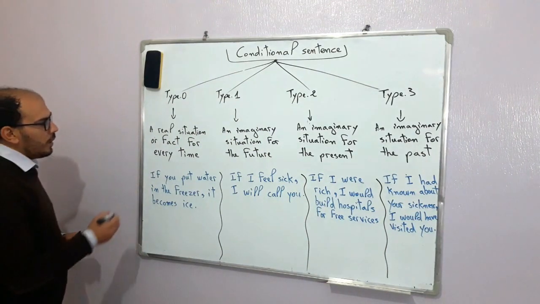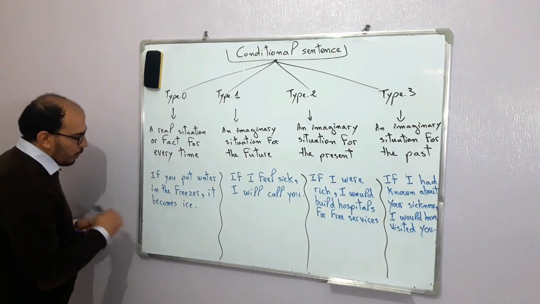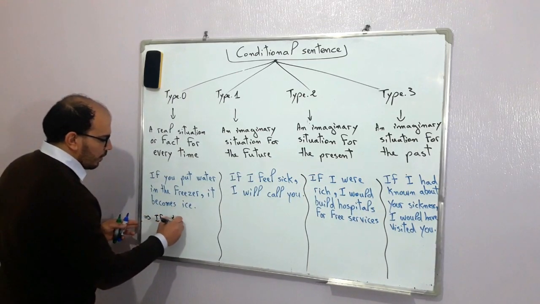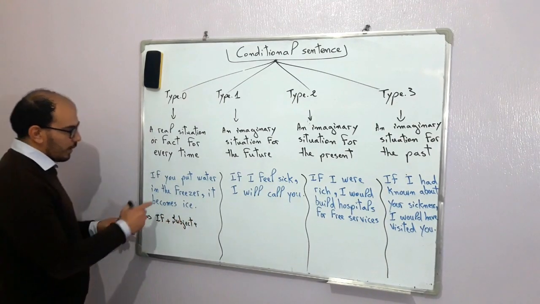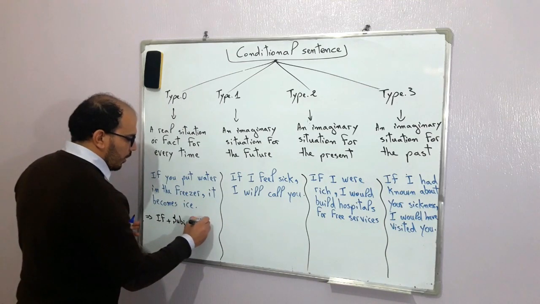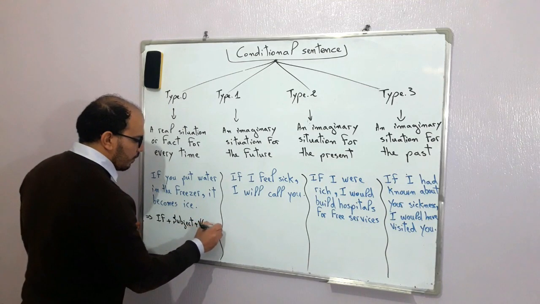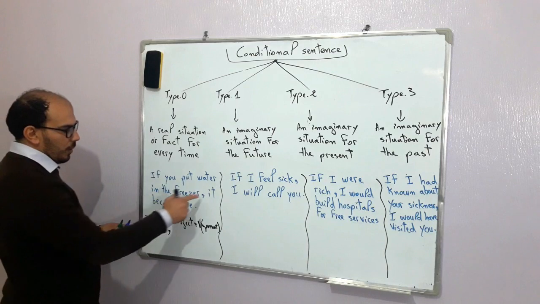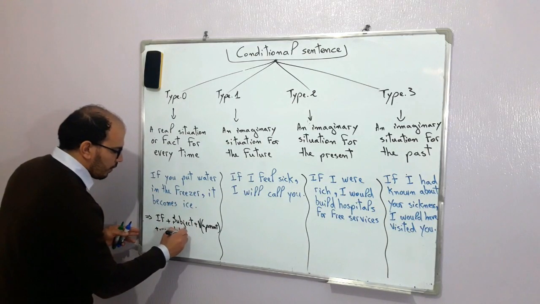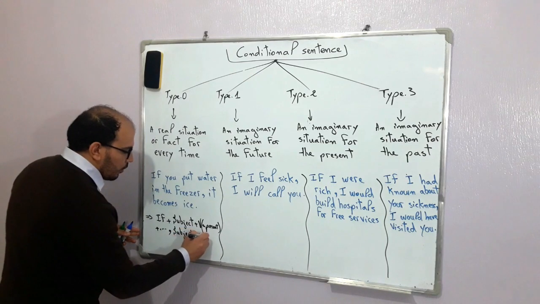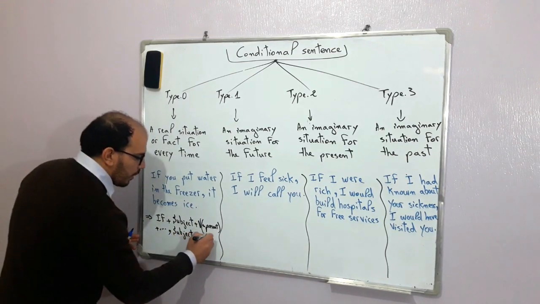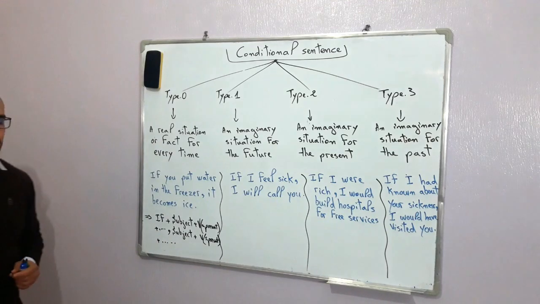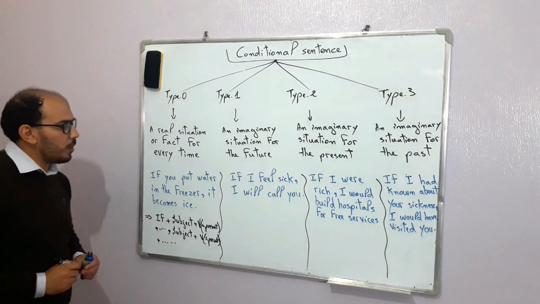So when I speak about type 0, here we have if plus the subject, plus the verb which is written in the simple present, then plus what follows, then we have a comma, then we have the subject, then plus the verb which is also written in the simple present, then plus what follows. This is the grammatical structure of type number 0.